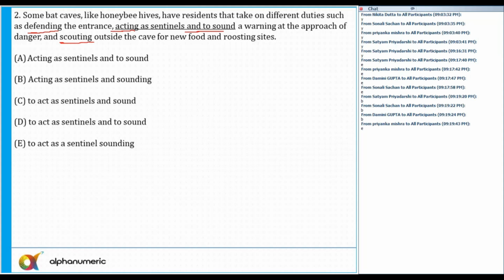So yes, the answer for this question should be B. No, it should be B. You cannot have two acts. Priyanka, you cannot have two acts because over here, what is the parallel form? What are they doing? Defending, acting, scouting. So over here, we need sounding. We cannot have two sound or two act. We need sounding and sounding a warning at the approach of danger. Yes, the answer for this question is B. Again, a parallelism error. Then question number 3. If this is clear, then we'll come to question number 3.